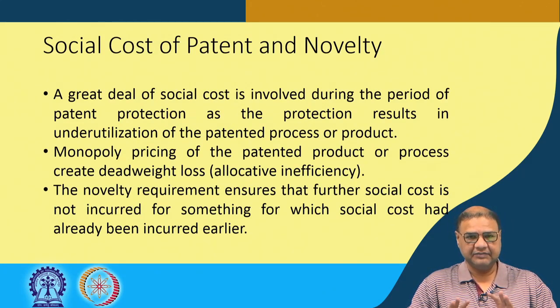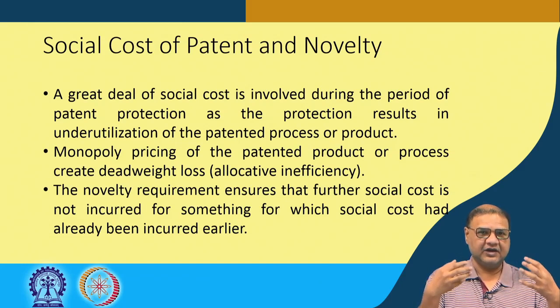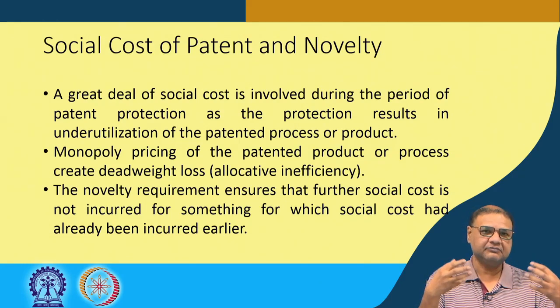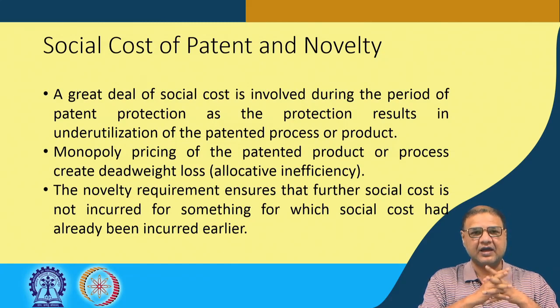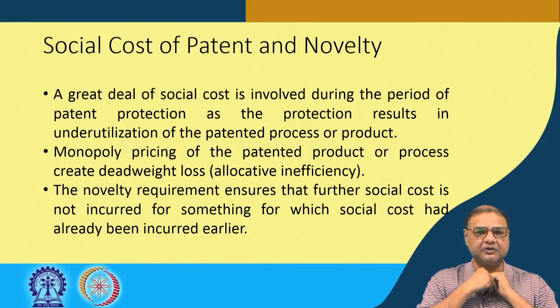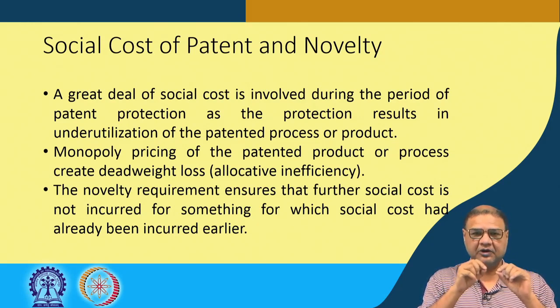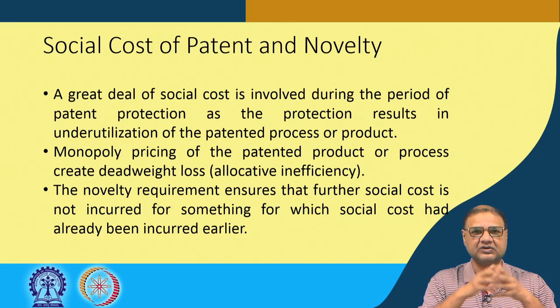Now, we need to understand how the novelty doctrine in patent law performs an economic function, how it reduces the social cost. Whenever a monopolistic pricing level is fixed, suppose a person has come out with a product, and since that product is not available in the market, he would be charging a monopoly price in respect of that product. Now, this monopoly price is arbitrarily fixed, and we have seen in the last lecture that a part of it is also used for recouping the expense which the patent owner has made in research and development of the product.